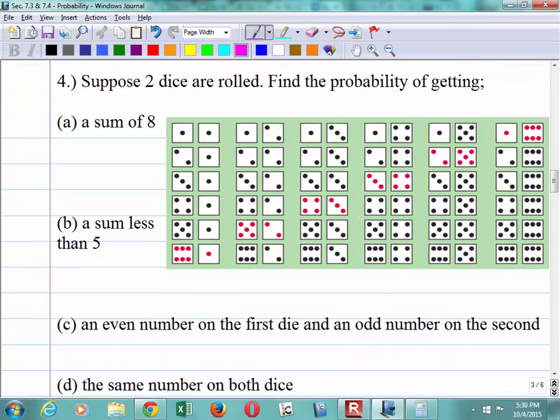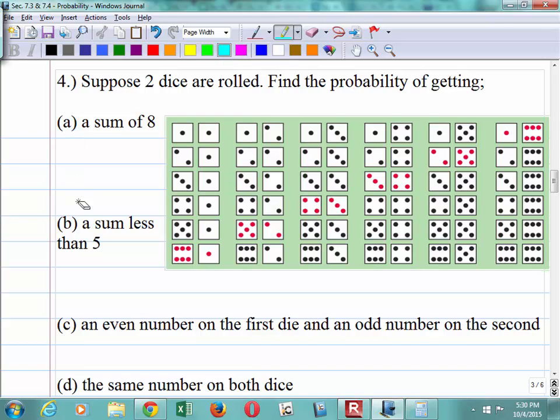Alright, suppose 2 dice are rolled. Find the probability of getting the sum of 8. Okay, so the nice thing about this diagram is that it shows all the different possibilities that you can have when you roll 2 dice, and along the diagonals you've got the same sum.